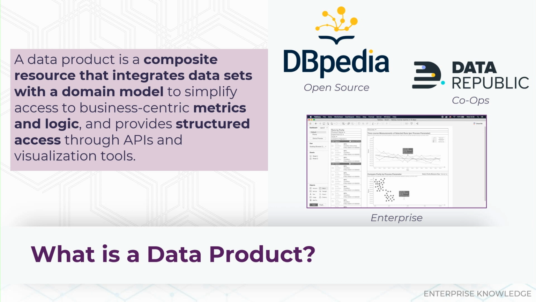So a data product is a composite resource that integrates data sets with a domain model to simplify access to business-centric metrics and logic and provide structured access through APIs and visualization tools. So let's break that apart and see what that means. Composite, we've got one whole thing that you can work with. So when you go to the marketplace, you're finding something that's whole and usable, right?